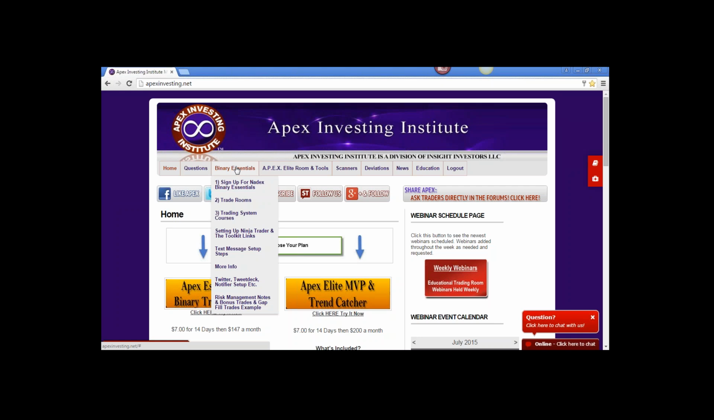Binary Essentials, okay? This gives you a lot of information about trading Nadex binaries. If you go down to this 3rd step here, Trading System Courses, there are step-by-step courses on trading binaries, 5-minute binaries, 20-minute binaries, all kinds of information in there for you about Nadex binaries.